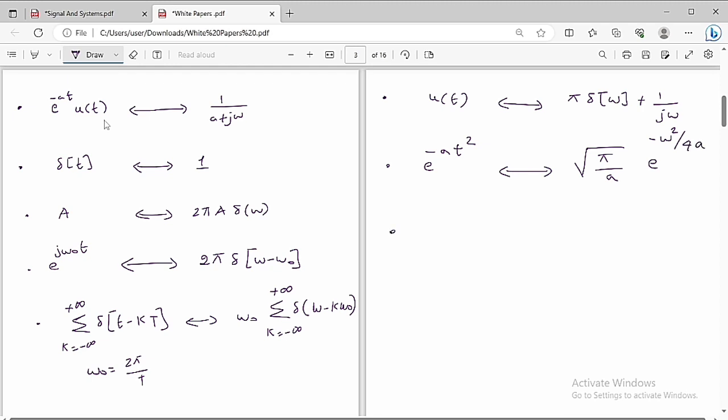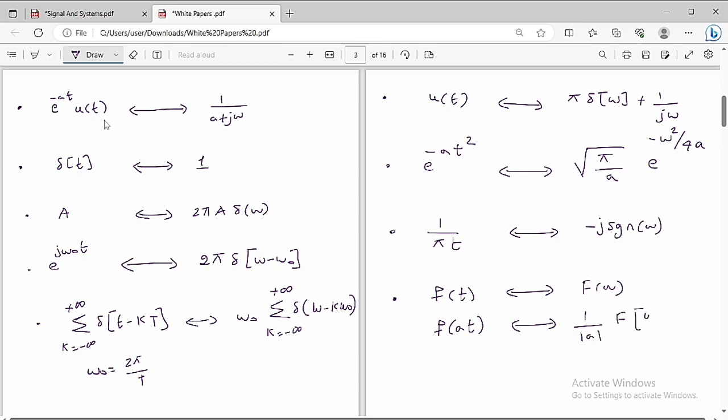And for 1 by pi t, the Fourier transform is minus j sigma of omega. And finally, suppose for f of t the Fourier transform is capital F of omega, then for f of at the Fourier transform is 1 by mod a, F of omega by a. Here a can be positive or negative. For capital F of t, the Fourier transform is 2 pi into small f of minus omega. Here, in place of omega I have replaced t, and in place of t I replace minus omega and multiply by 2 pi.